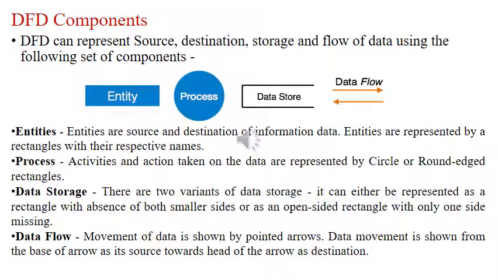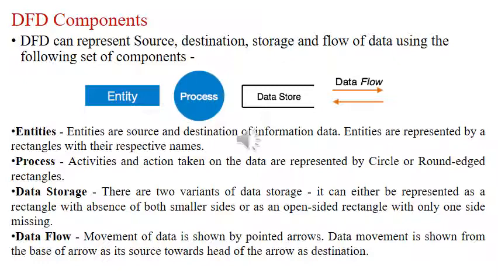DFD components. So how these diagrams are graphically represented. DFDs can represent source, destination, storage, and flow of data using the following set of components. So here we have a few components like entity, process, data store, and data flow. Entity is basically a rectangle shaped unit which represents mainly source and destination of information data. Entities are represented by a rectangle with their respective names.